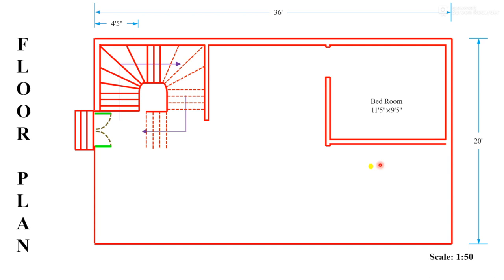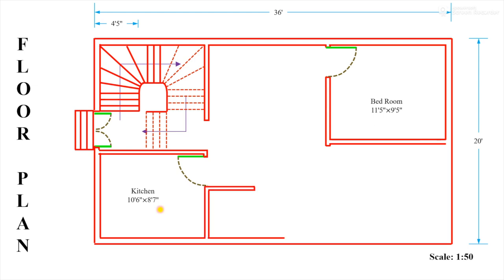And then this particular dimension is for the bedroom. It is 11 feet 5 inches and 9 feet 5 inches. One door is differently there, which is rotating 90 degrees. This is the kitchen, and the corresponding dimension. Here I have given all dimensions in feet and inches. The toilet.